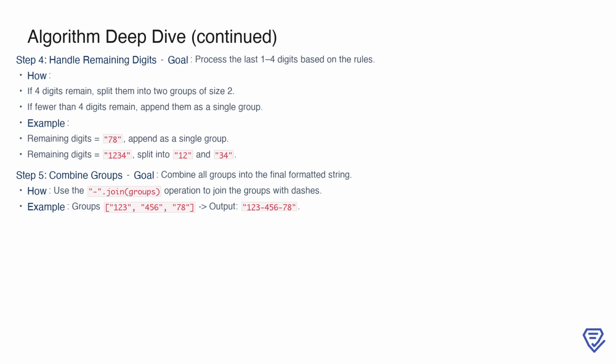Once all the digits are grouped appropriately, we proceed to combine the groups into the final formatted string. This is done using the join method, where we concatenate the groups with dashes. For example, if the groups are 123, 456, 78, the final output becomes 123-456-78. This step ensures the output matches the desired format.